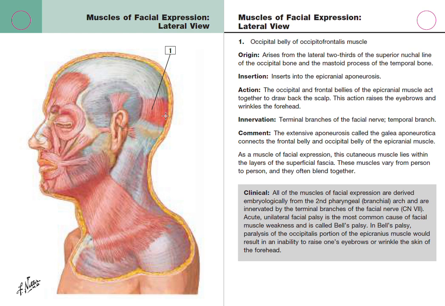The occipital belly is innervated by terminal branches of the facial nerve. The extensive aponeurosis over here in white is called the Galea aponeurotica. The Galea aponeurotica connects the frontal belly and the occipital belly of the epicranial muscle. This is the epicranial muscle, also known as the scalp muscle.